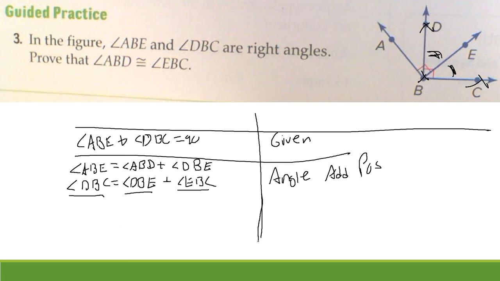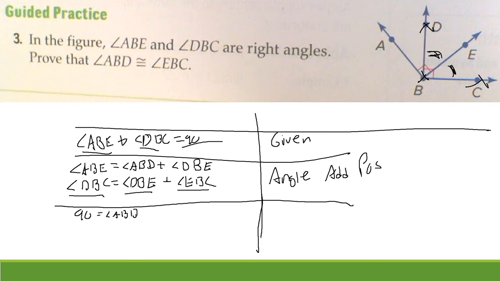Okay? Now, if that's true, that means that these two angles are basically adding to 90, right? Because I know that ABE and DBC equal 90. So I can swap these out by just saying 90 is equal to angle ABD plus angle DBE, and 90 is equal to angle DBE plus angle EBC. So this is just substitution, because I'm substituting in 90 degrees for its respective angle, which are these two right here, because again, I know that they're both right angles.